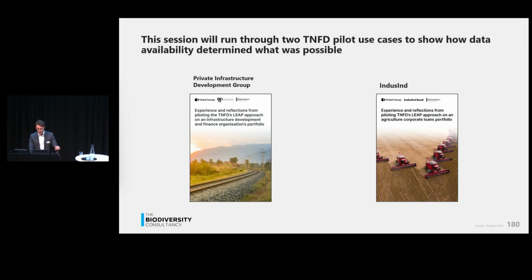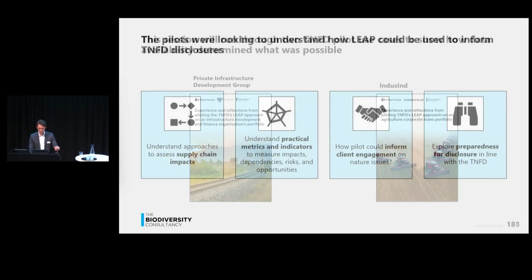Comparing and contrasting the two is quite useful because data limitations with IndusInd are quite instructive about what you can do when you don't have location-explicit information, whereas with PIDG, there was some location-specific information, but not operational information. So you'll see what that means. I'm going to walk through the methodologies and the results.